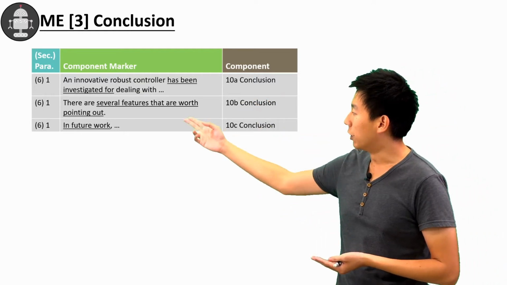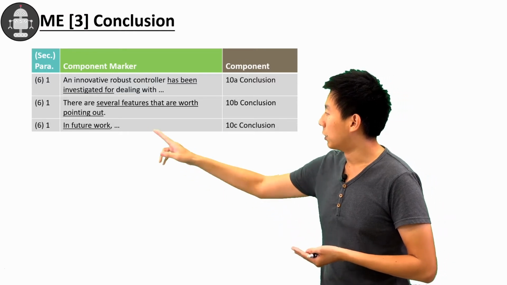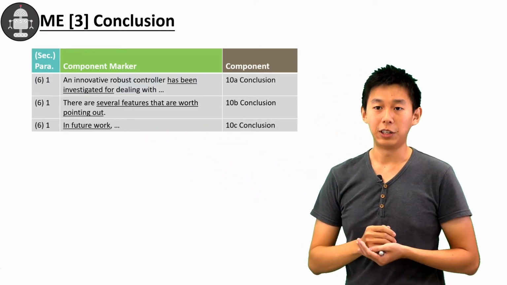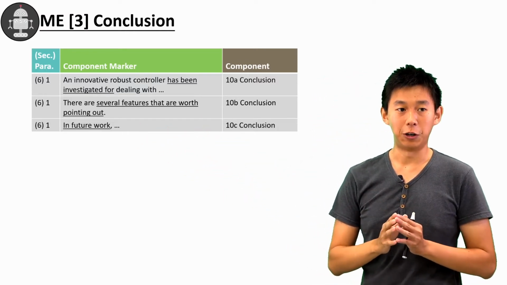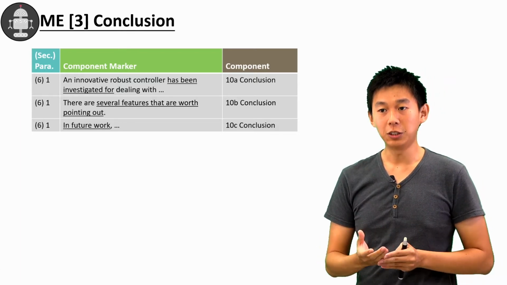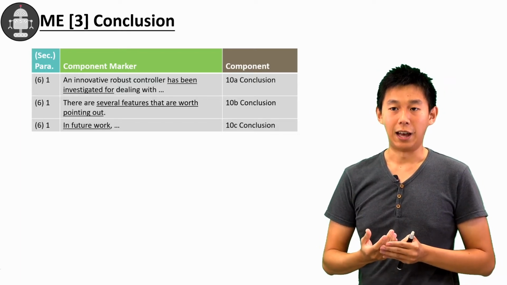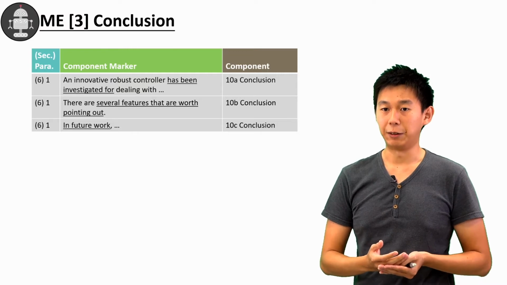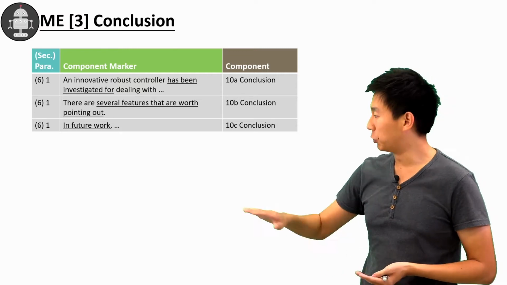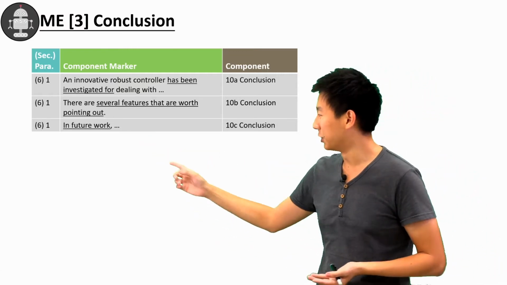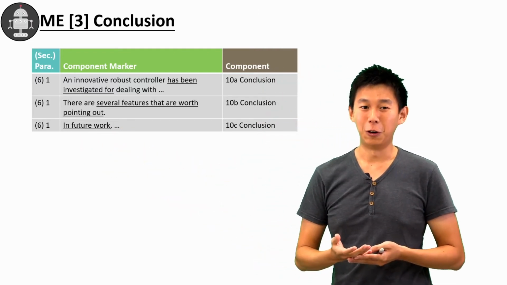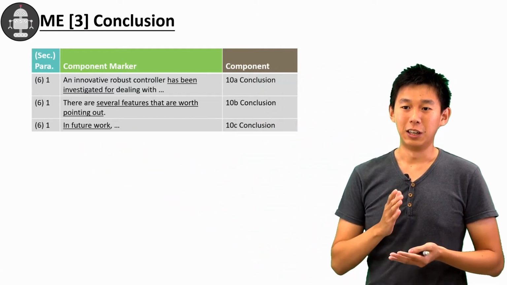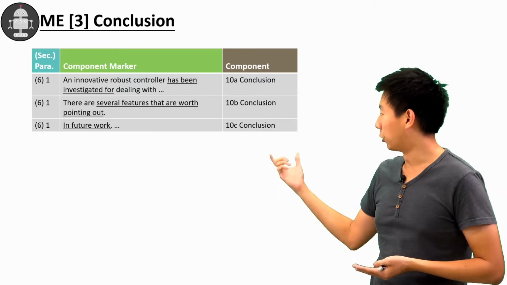So the second one, the component marker is "several features that are worth pointing out." This one is trying to show you the contributions of this paper, and this is the achievement type. And the final type is the future works, and it's really clear because the keyword is "future work," so it's really obvious this is the future work type of conclusion.